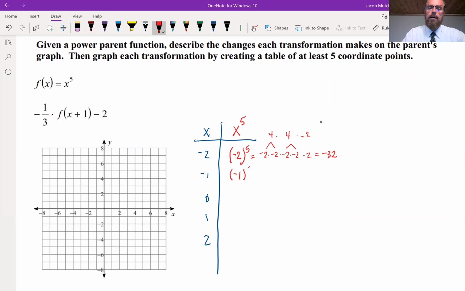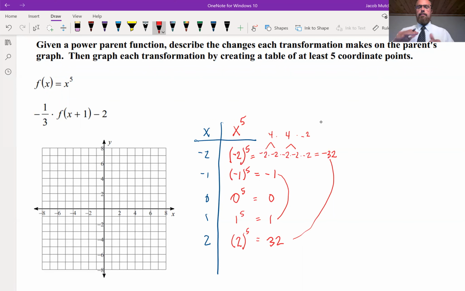So -1 to the power of 5. I won't expand that one, but it shows the same patterns. That's going to be -1. Once I reach 0, it becomes easier. 0 to the power of 5 is just 0. 1 to the power of 5 is just 1. And then 2, I could put it in parentheses, but really it's all positive. So that's just going to be +32. Notice that we do have that odd function symmetry, the same numbers but opposite sign around the origin.